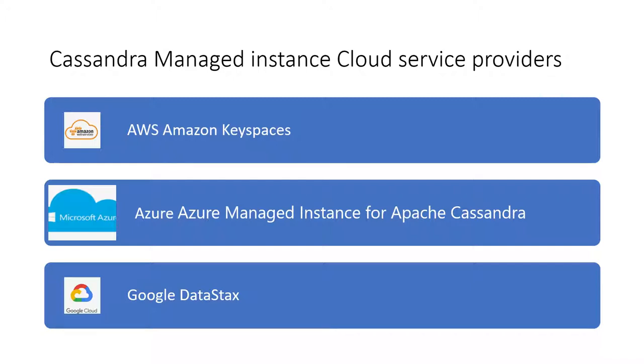The first one in this series is AWS, which provides the managed instance of Cassandra as Amazon Keyspaces. The second is Azure Managed Instance for Apache Cassandra, and the third one is Google DataStax. So all three big cloud players provide the managed instance of Cassandra. If you talk about Google Cloud, that is something which is available in the marketplace. It is not something proprietary, but there are partners who developed it and are giving it to the customers.